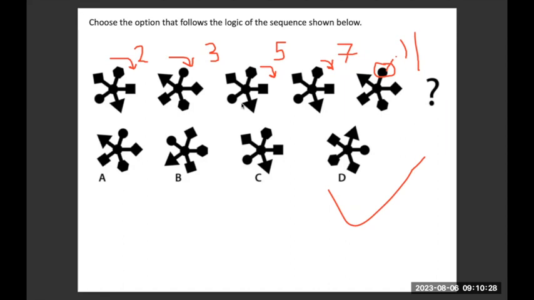Any doubts? That is the same reason why even I chose option C, ma'am. Option C, because it's downward. Okay. Yes. But here the logic that you have to follow is the rotation, the number of times it's shifting.